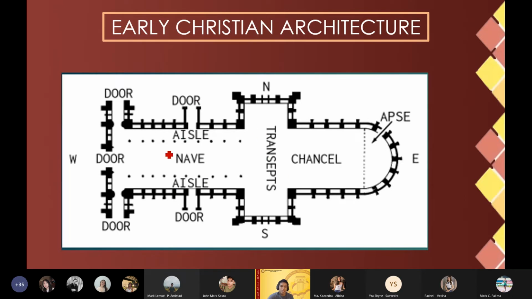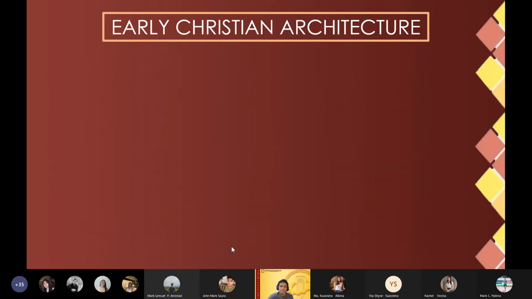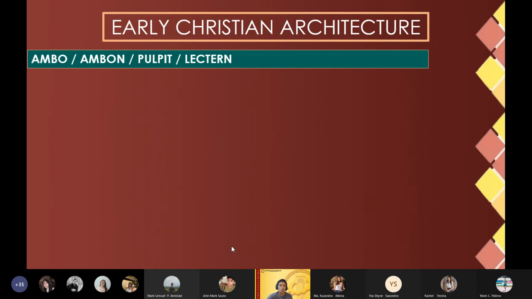Okay, so again, apse, we have the nave, the aisle here, narthex here, exonarthex, and the esonarthex. Another term is ambo. This term is all the same. Ambo, it could also be called ambon. It could also be called pulpit. It could also be called lectern. So all of these four are just the same.